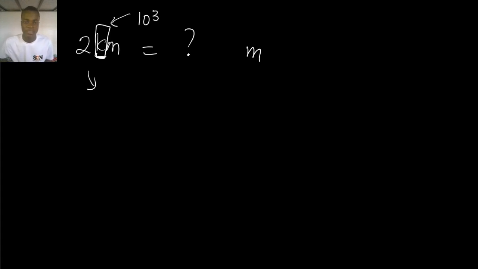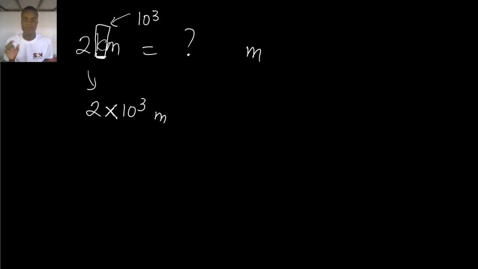So instead of using the k there, we just use 2 times 10 to the power 3. Then we put the meters. So the k, we just transform to its decimal component, and that decimal component is multiplying the number.